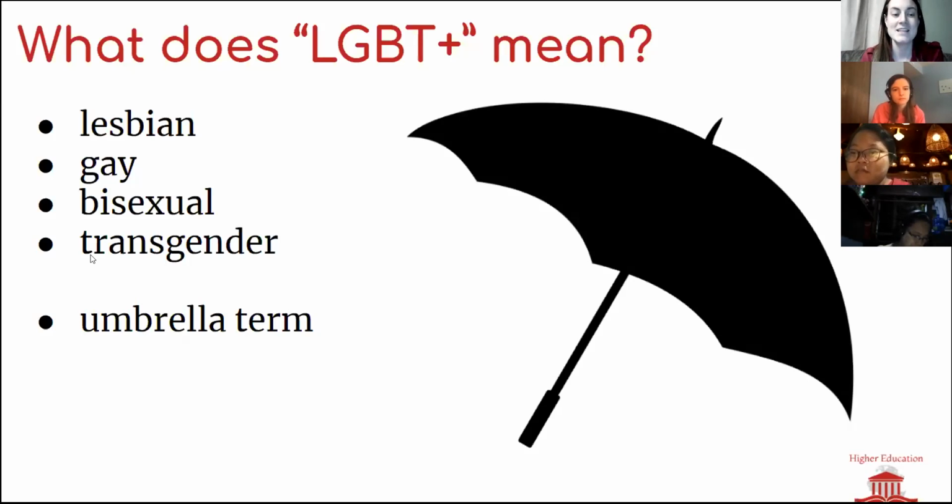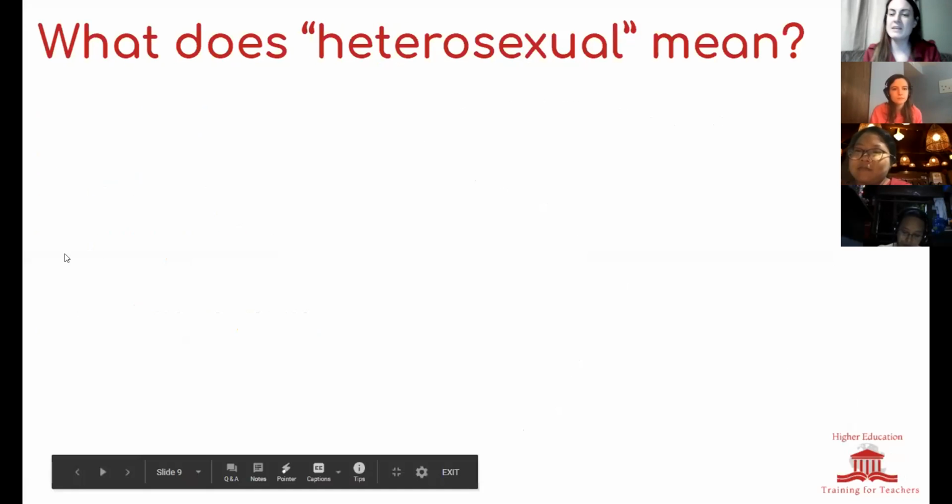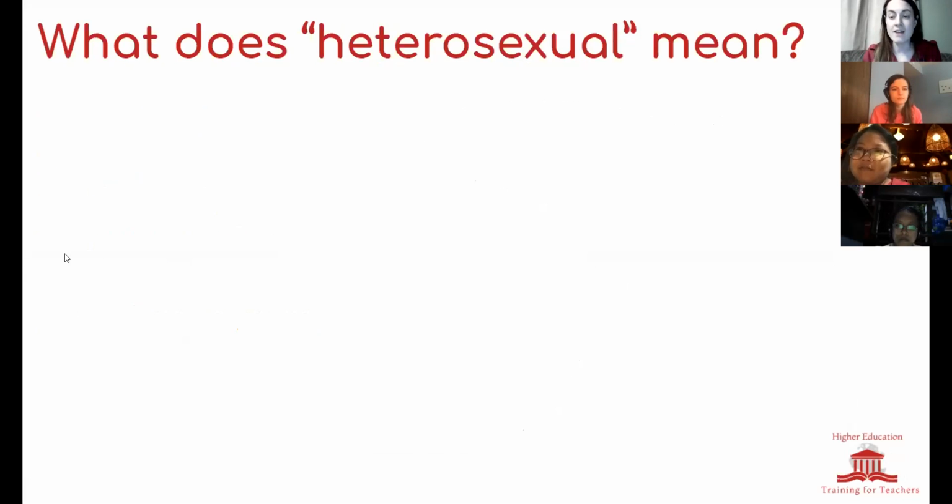But yes, it means lesbian, gay, bisexual, transgender, and it is an umbrella term, an overall term that encompasses a lot of different other terms within it. So it kind of means anyone that is not heterosexual and not cisgender. Does anyone know what heterosexual means?